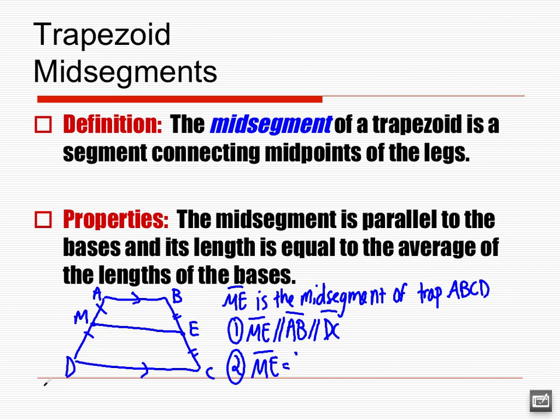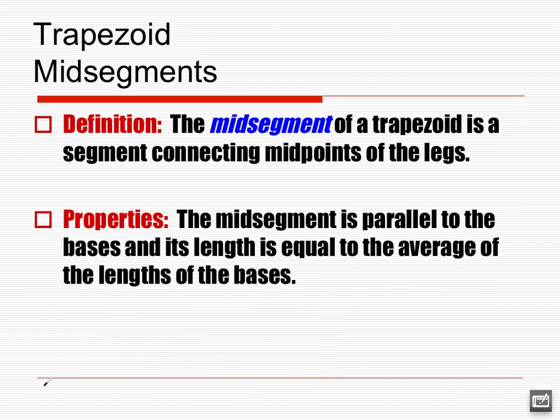Average means add them up. So I'm going to add AB and DC, and then I'm going to divide by 2. So those are the two important properties. So moving on to our first example.